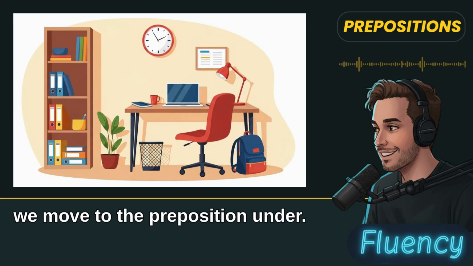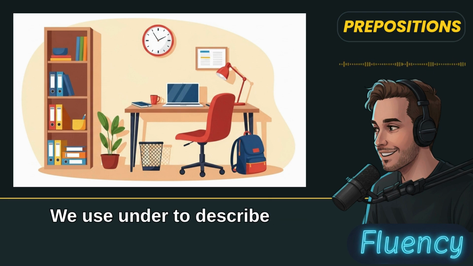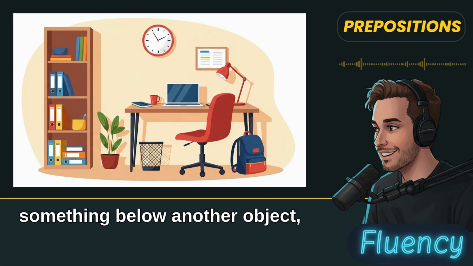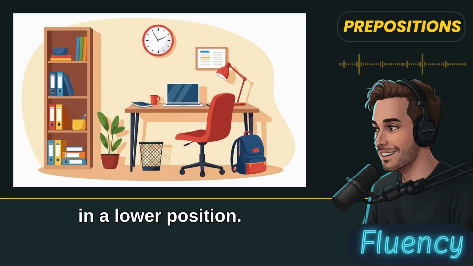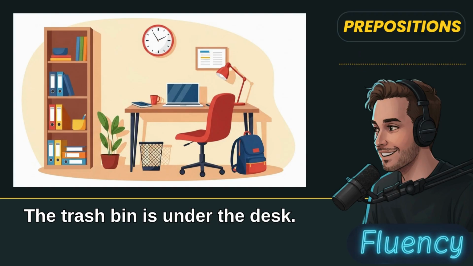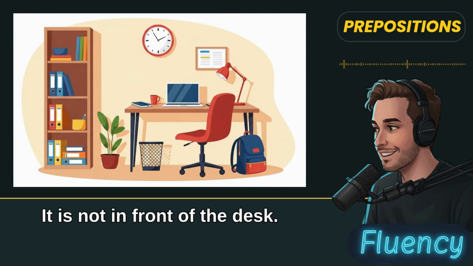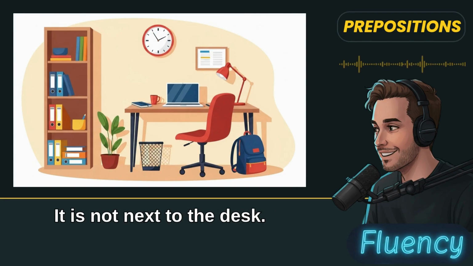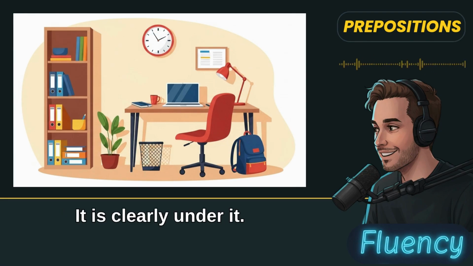Next, we move to the preposition under. We use under to describe something below another object, in a lower position. Under the desk, we can see a trash bin. Repeat. The trash bin is under the desk. It is not in front of the desk. It is not next to the desk. It is clearly under it.